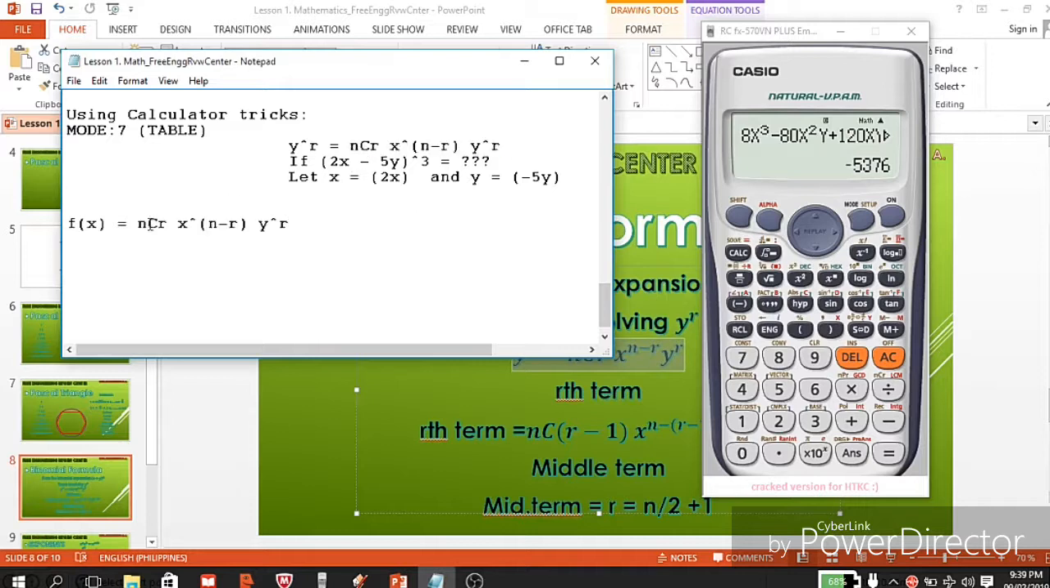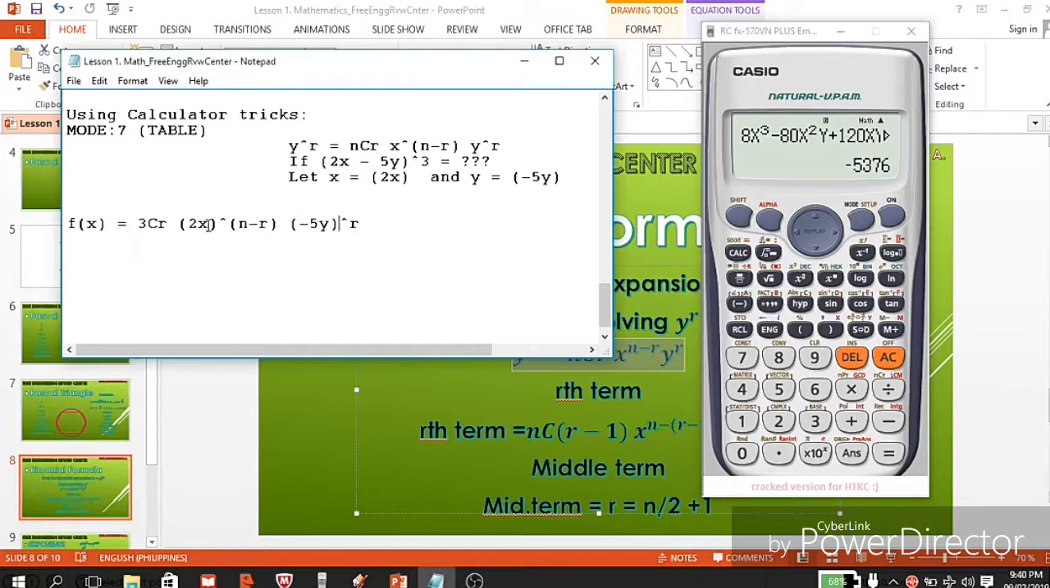Copy that one. So the n is 3, so I'm going to change this one by 3. And the r, we don't know. So what I'm going to do is calculate the coefficient of this term. So I'm just going to type in x. Let's leave it for now. The x here, I'm going to substitute that one here, copy, and paste it. And the y, we have this one, I'm going to copy it and paste it.